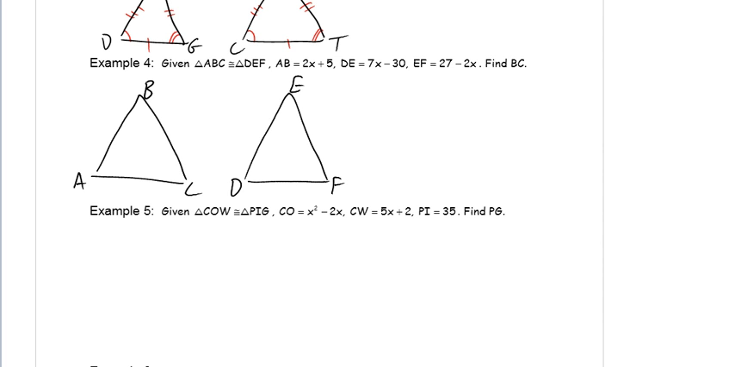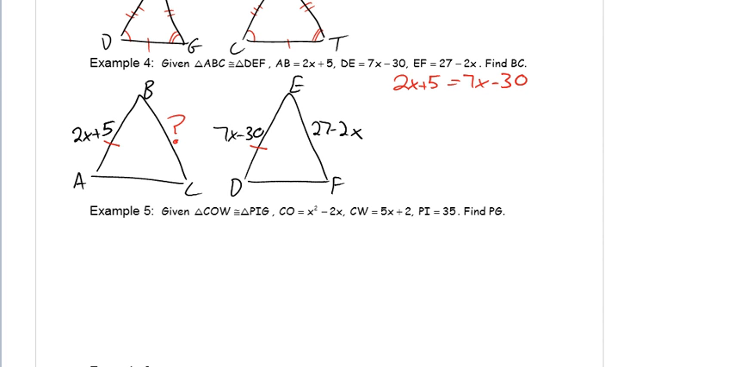Label everything. So AB is 2x plus 5. DE is 7x minus 30. EF is 27 minus 2x. We want to know what BC is. Okay? Now what we said before is that these two triangles are congruent. So all their corresponding angles and their corresponding sides are congruent. So right now we know that this side and this side correspond. They're in the same location, so therefore they have to be congruent. 2x plus 5 equals 7x minus 30 is your setup.